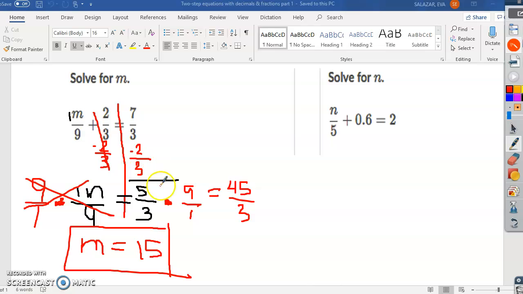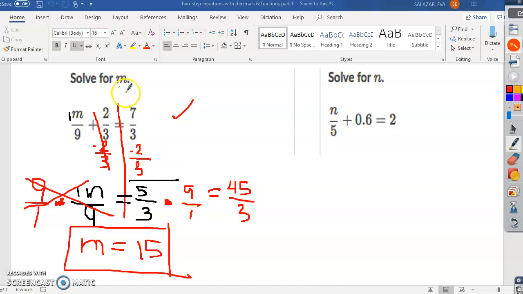Now, one other step that you can do is check your answer. And that's the beauty of two-step equations. You can take that 15 and plug it into that m, and you will have 15/9. If you simplify 15/9, dividing by 3, you will get 5/3. And 5/3 plus 2/3 is 7/3. So my answer checks. I did all that mentally, but you can write it down and you can see that 15 does check as an answer choice.